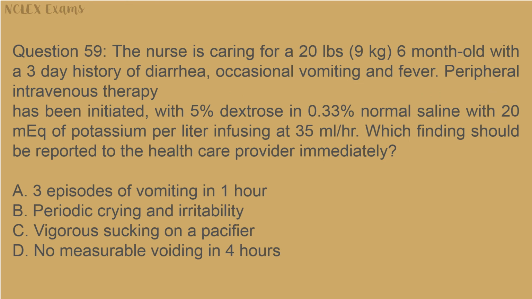Question 59. The nurse is caring for a 20 pounds (9 kilograms) 6-month-old with a 3-day history of diarrhea, occasional vomiting and fever. Peripheral intravenous therapy has been initiated, with 5% dextrose and 0.33% normal saline with 20 mg of potassium per liter infusing at 35 milliliters per hour. Which findings should be reported to the healthcare provider immediately?